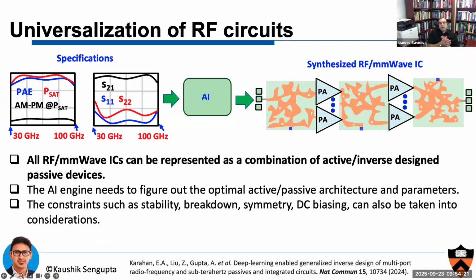And this framing also allows us to universalize RF IC design. So instead of choosing fixed pre-chosen templates, one can imagine RF ICs to be a complex combination of inverse-designed passives and active devices. And the AI needs to figure out the active components and the passive components, their structure, their parameters, and so on, such that the target specifications for the circuit are met.